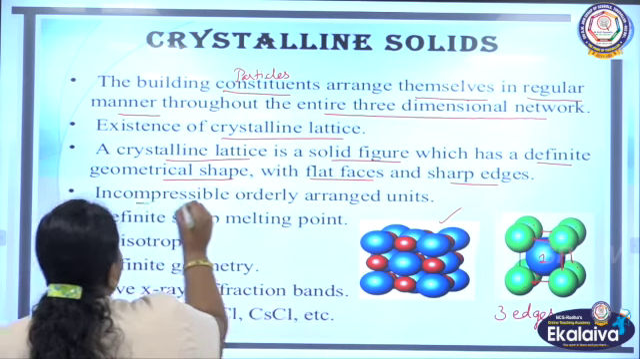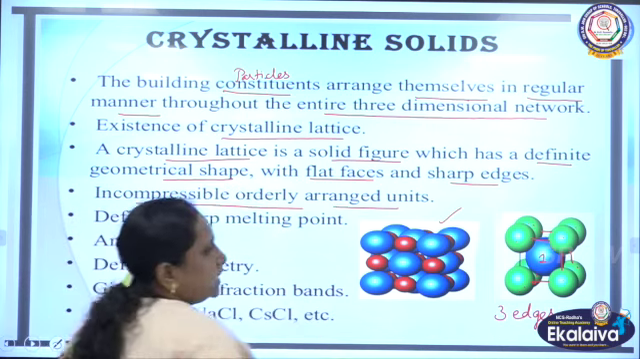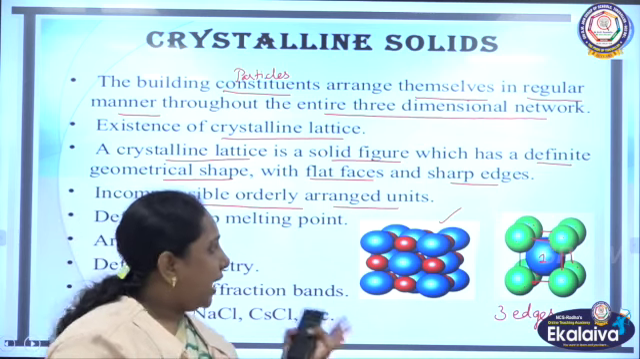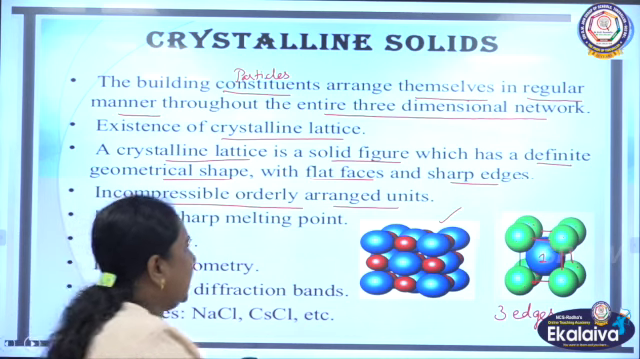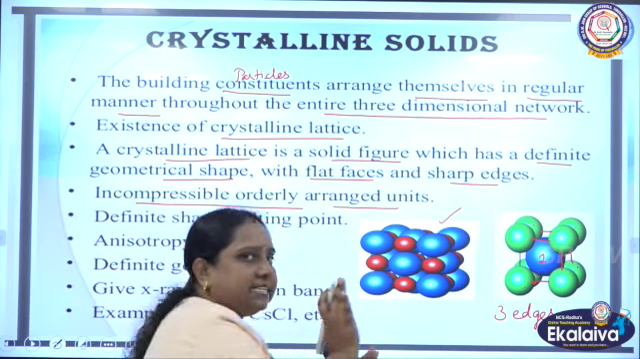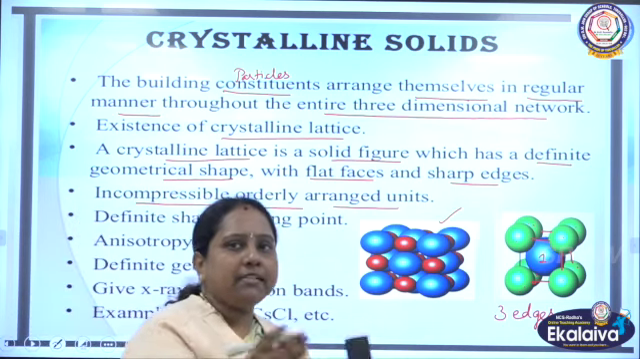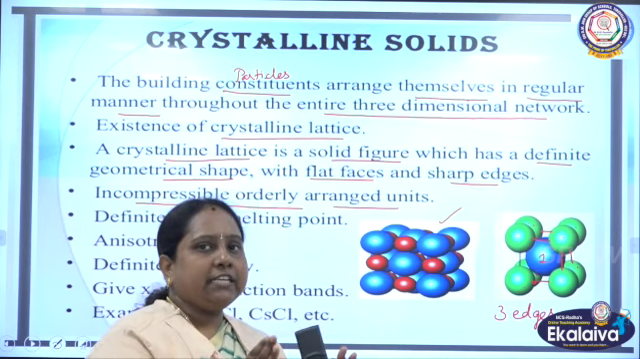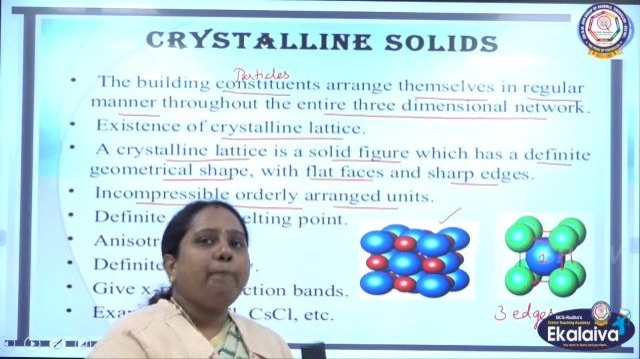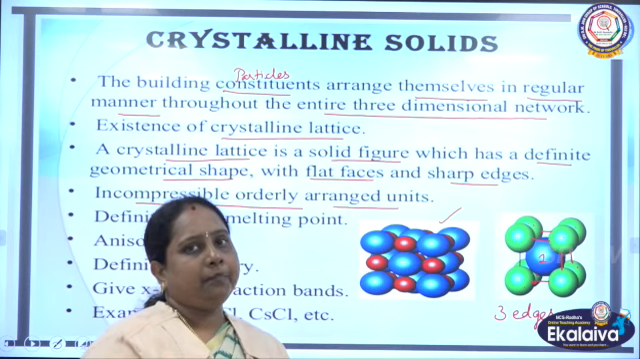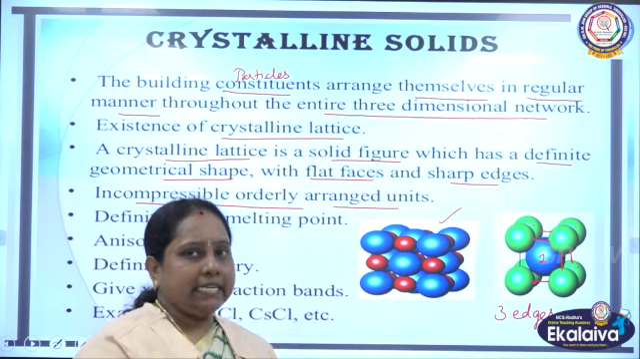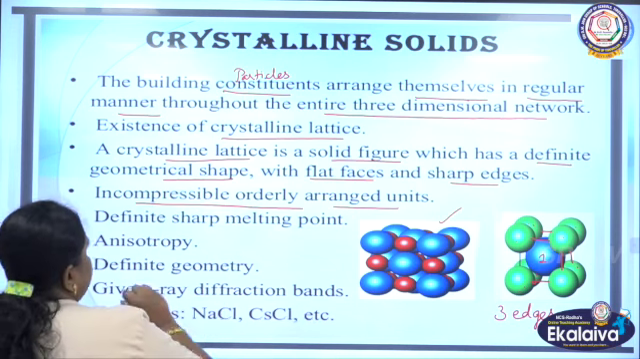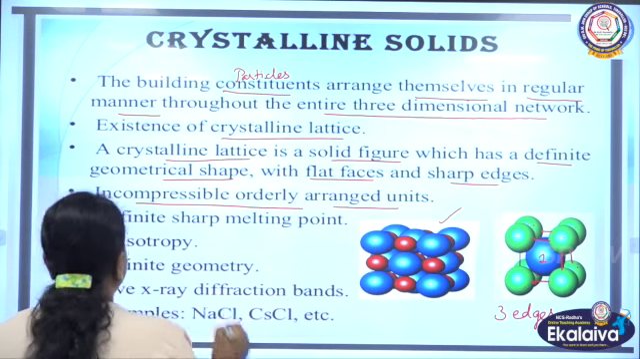And incompressible, orderly arranged units: this crystalline solid will be incompressible. Why is it incompressible? Because the particles are already aligned and there is no more space for other particles to get inside and interrupt. The alignment is already very strong, with compactly packed particles. So no more particles can enter inside and interrupt the structure. And the arranged units are regular in manner.